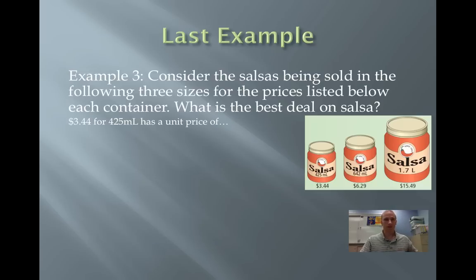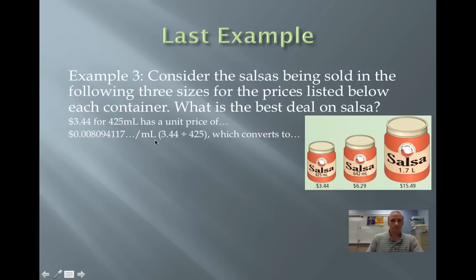So $3.44 for 425 milliliters has a unit price of this. If you want the price for 1 milliliter, you have to do 425 divided by 425, and that's why you're also doing 3.44 divided by 425. So here's the price, 0.00809 and so on dollars per milliliter. This is a very small amount, but that's because a milliliter is a very tiny amount of salsa. It's the same thing as a cubic centimeter. Probably easier to understand is price per liter.